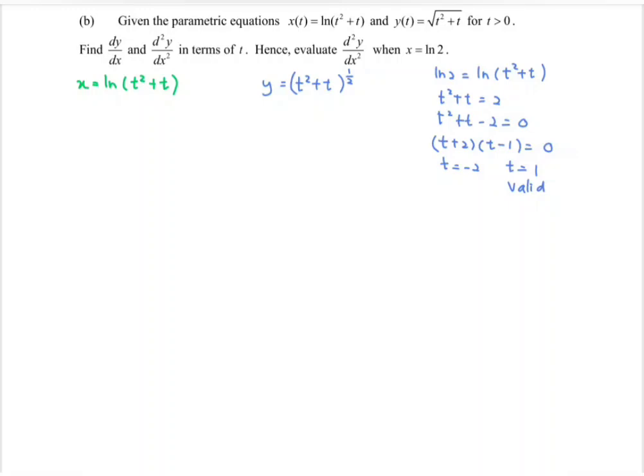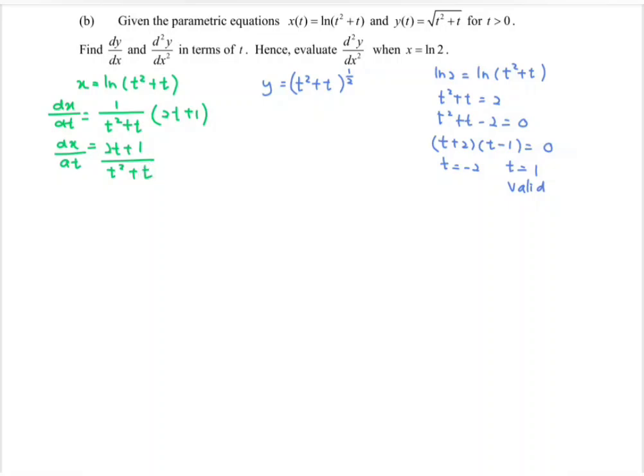In order to find dy/dx, what we have to do is differentiate x with respect to t. So dx/dt is 1 over (t squared plus t), multiplied with the internal function, 2t plus 1. If we simplify, we will have dx/dt equals (2t plus 1) over (t squared plus t).